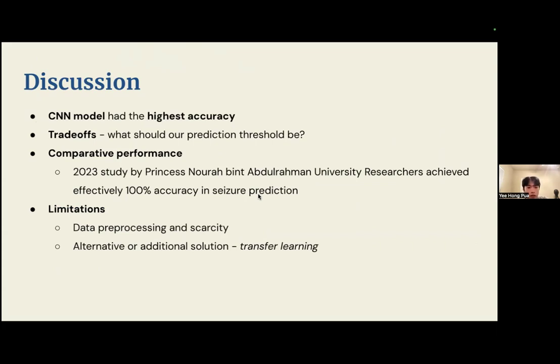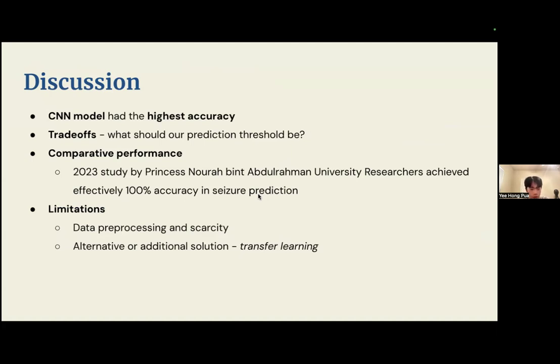But some trade-offs that we had to evaluate was what our prediction threshold should be. Because our model is trying to predict seizures, which is a medical condition, false positives and false negatives are a really important problem. We don't want to be alerting medical emergency services for a false alarm, and we also don't want to not catch a seizure that actually happens. And so the trade-off was, should our threshold be high to make false positives more rare, or should we lower the threshold to increase the number of predictions at risk of having more false positives?